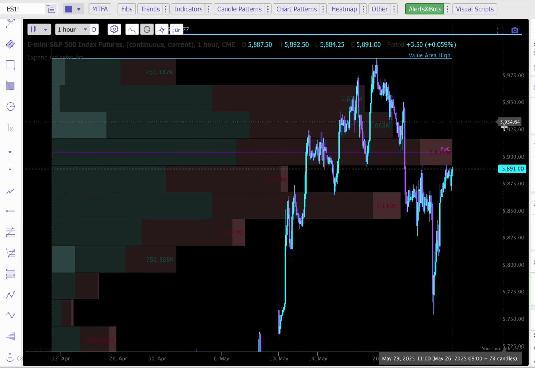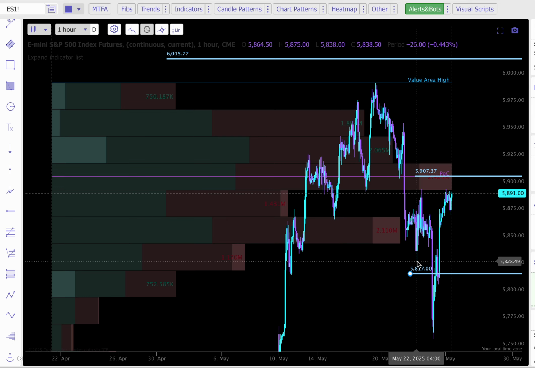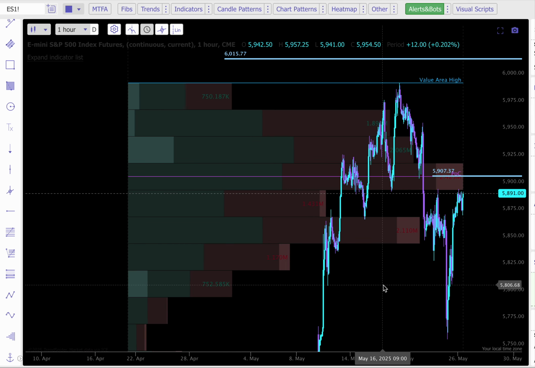After looking at those, you want to map those out, just so in the future you know that you have this level, and then, you know what, I'm not going to map out anchored VWAP.